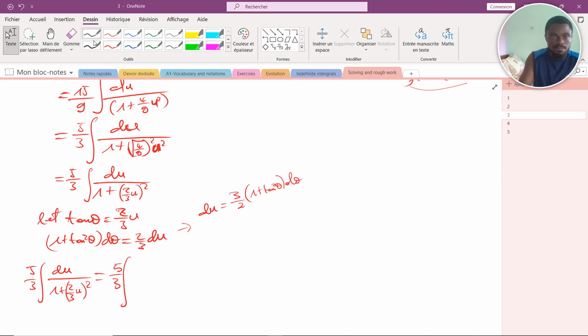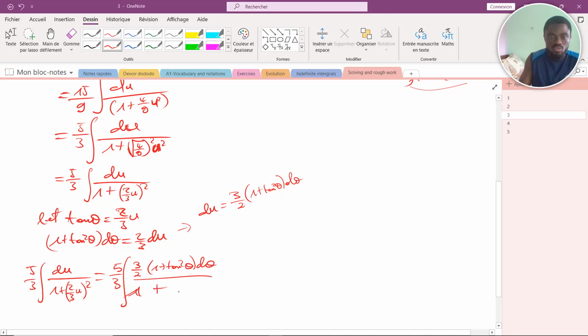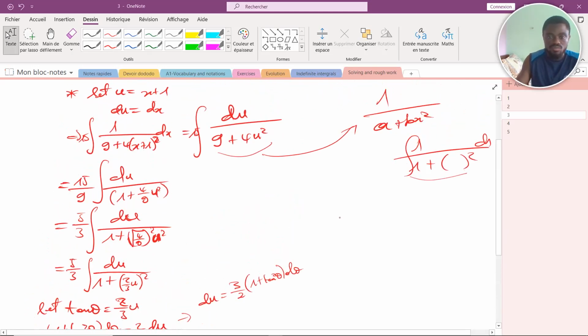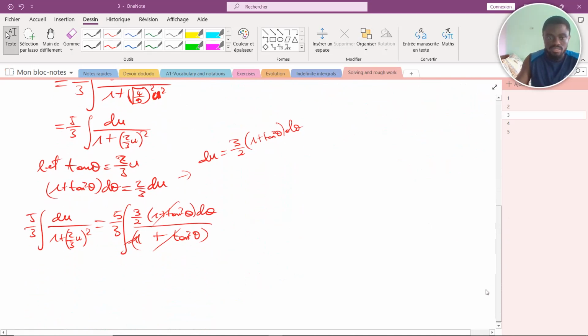So this will be equal to, I replace my du, which is 3 on 2 into 1 plus tan square theta d theta, all over 1 plus this 2 on 3 u, which was equal to tan theta. Since there is a square here, I will have tan square theta. You see that this goes with this. Now let's look at what we'll be left with.